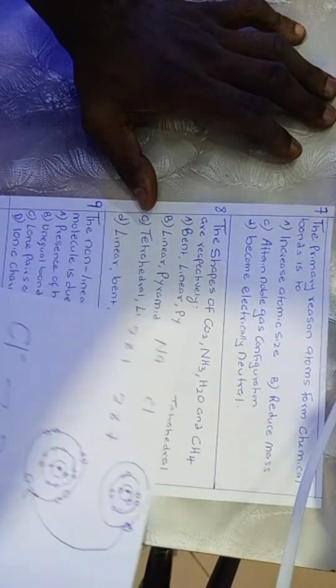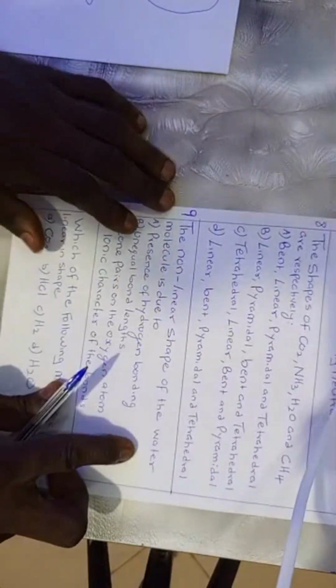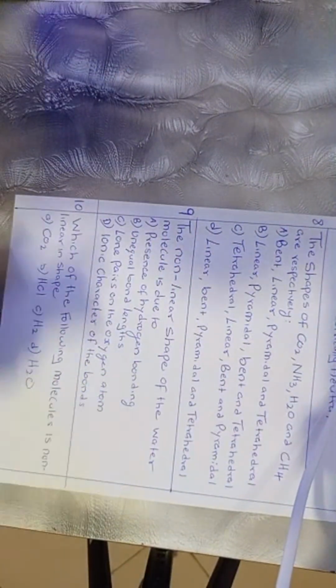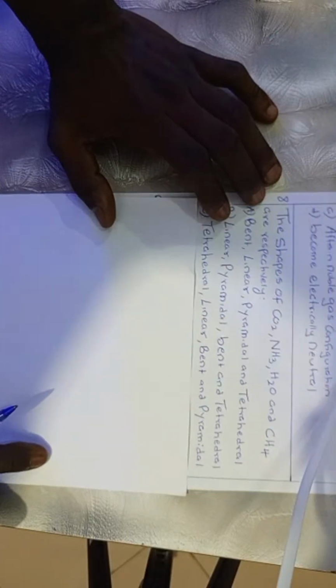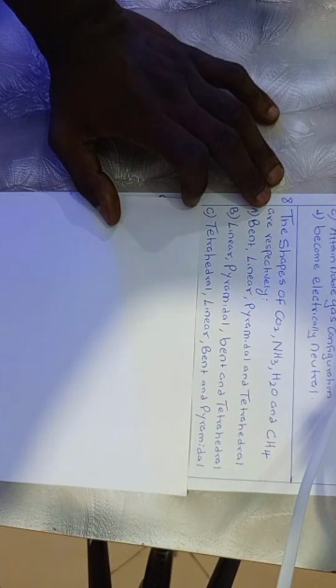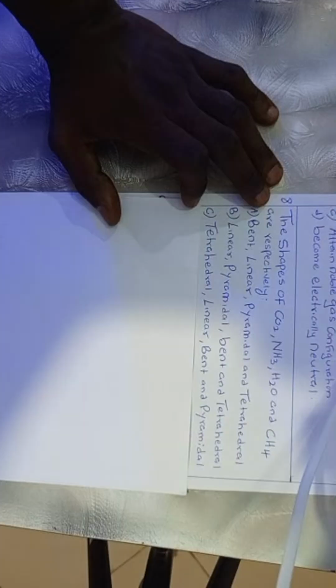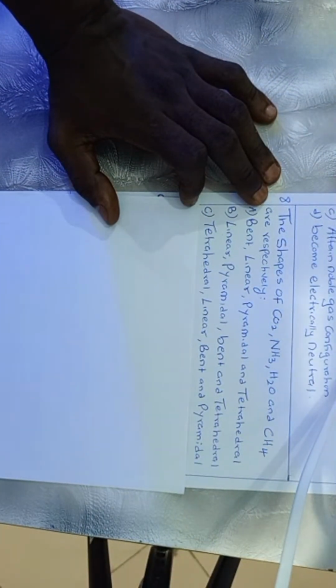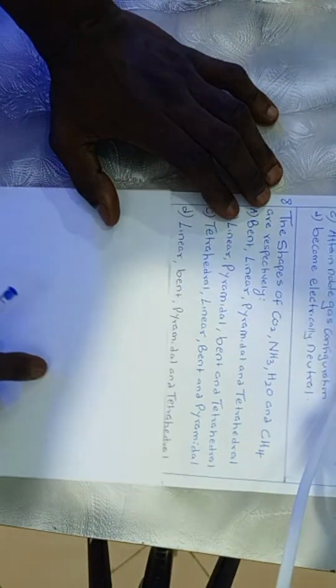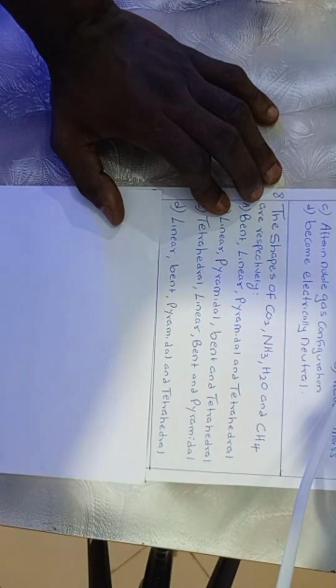Let's go to question number 8. For question number 8, we have: the shapes of CO2, ammonia, H2O, and CH4 are respectively dash. Now, let me give you 20 seconds to attempt that question. Check through the options and guess the correct answer. Then I will help you from there.